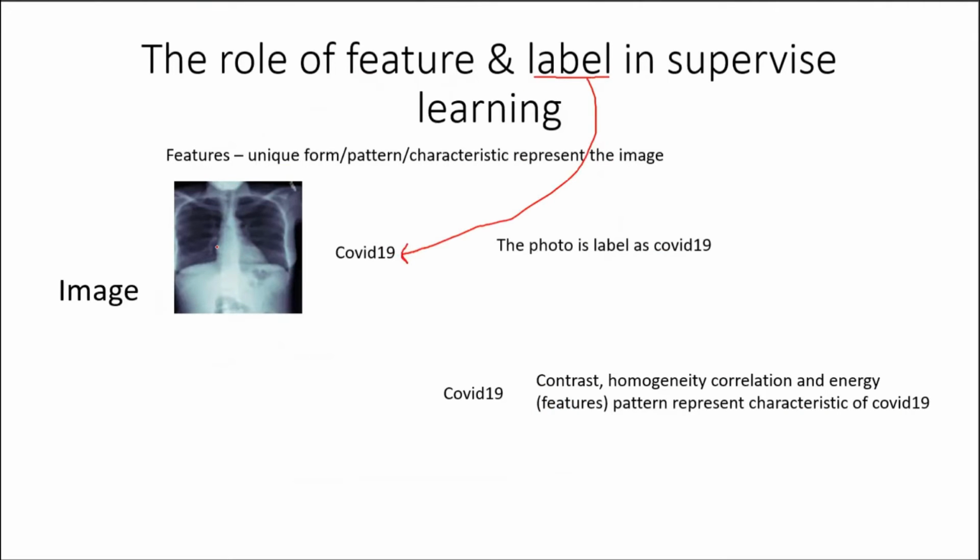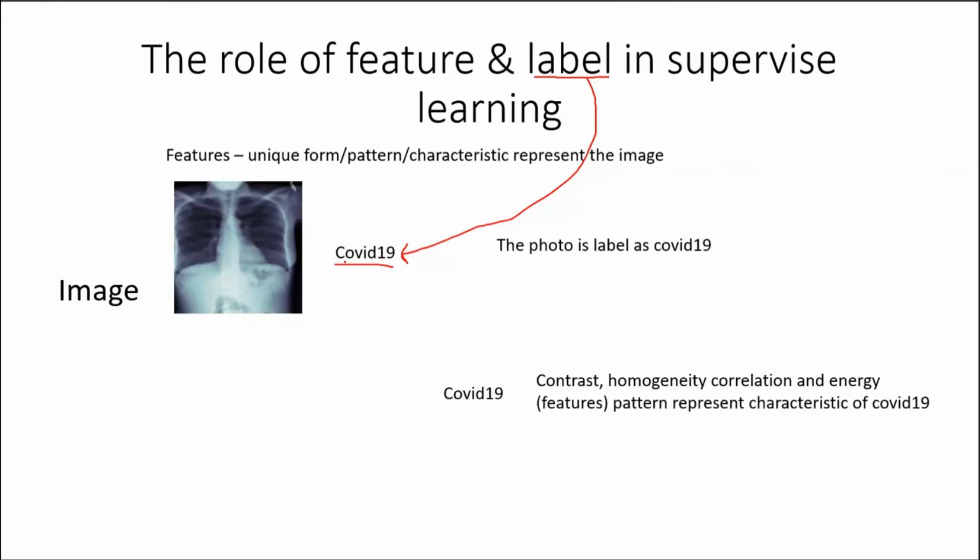COVID-19. So this is an X-ray image. I'm going to label it as COVID-19. You can label it as whatever you like: COVID-19, cancer, or you can label it as lung, bone, chest. It's up to you. It depends on the problem you want to solve. In this case, I want to detect COVID-19 from the X-ray. So I better label this as COVID-19 because this is a positive COVID-19 X-ray.